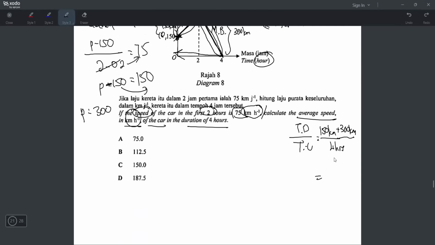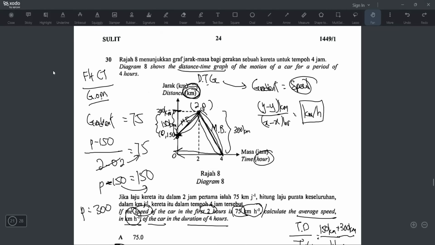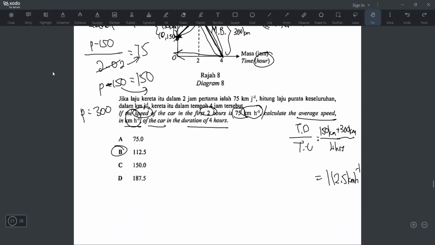450 divided by 4, what is the answer? Let me press: 112.5, and automatically the unit is already correct, km/h. So the answer is B. This is how I will do it. Hopefully you understand my explanation. Let's continue.